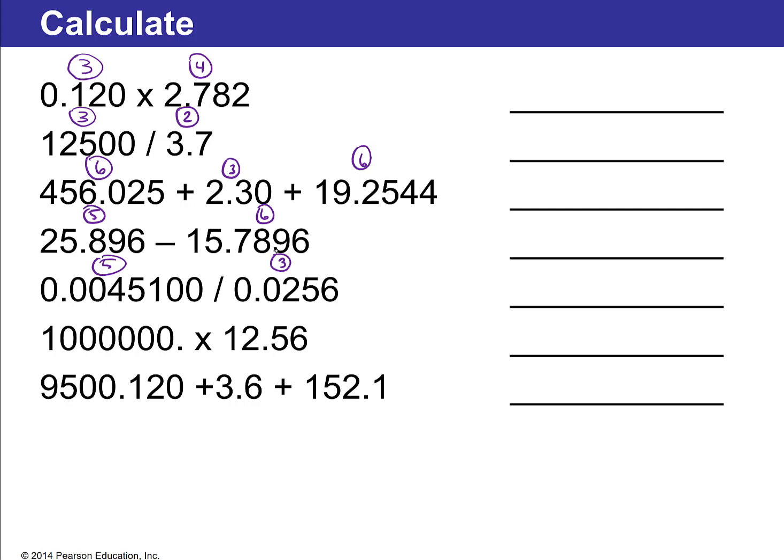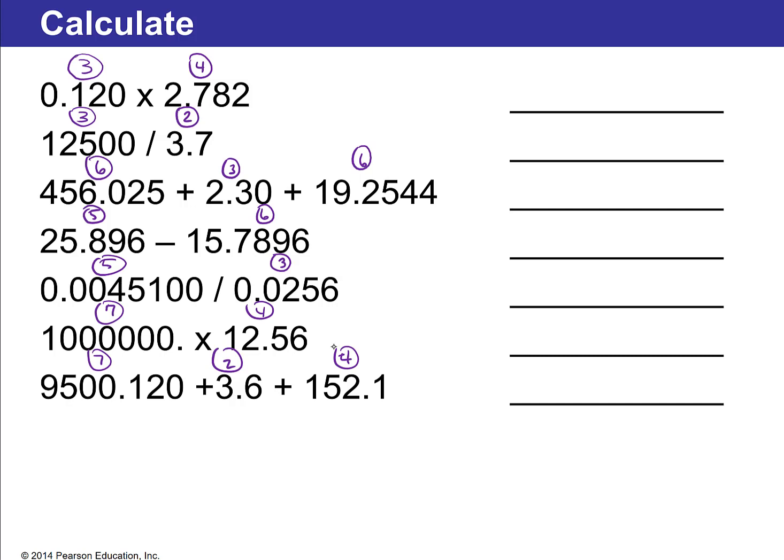Okay, I just want to make sure that you understand leading zeros, never significant. Lagging zeros, not significant if there's no decimal. Lagging zeros are significant if there's a decimal place, and zeros in between are always significant. Okay, so what about this 1 million decimal place? 7. 12.56, 4. 9,500.120, 7. 3.6, 2. 152.1, 4. Good. Okay, so hopefully that's like a refresher, and now you're like, oh yeah, I remember these now.